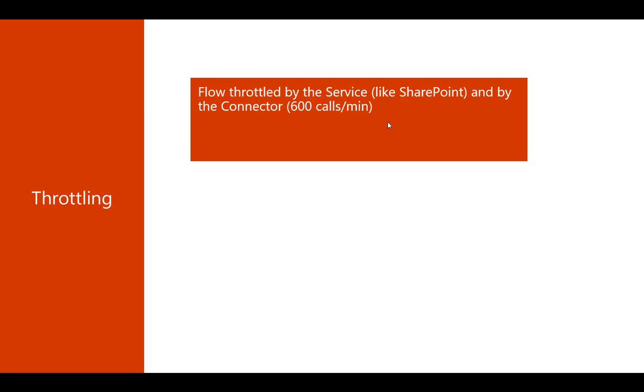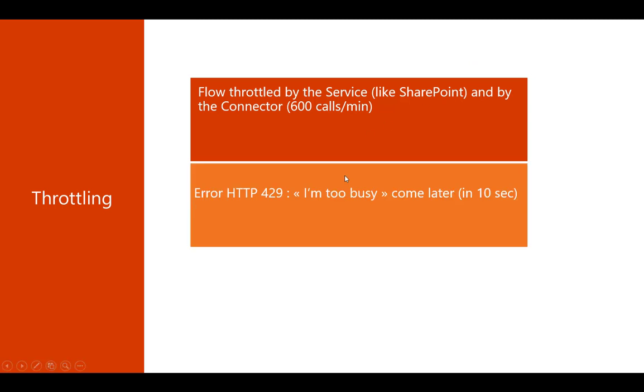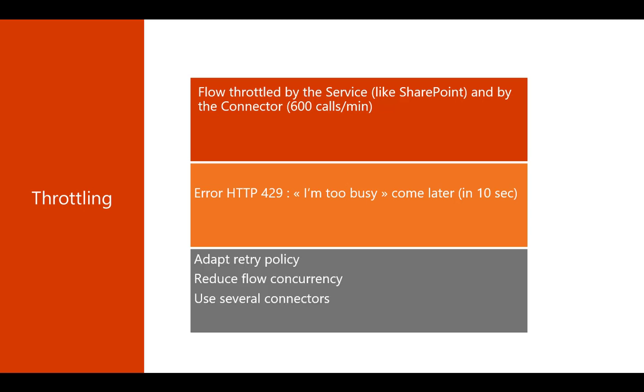And the good news is that we can manage that. Actually, when you get throttled, that means you get the error HTTP 429. I'm too busy, come later, right? So how can we manage that?